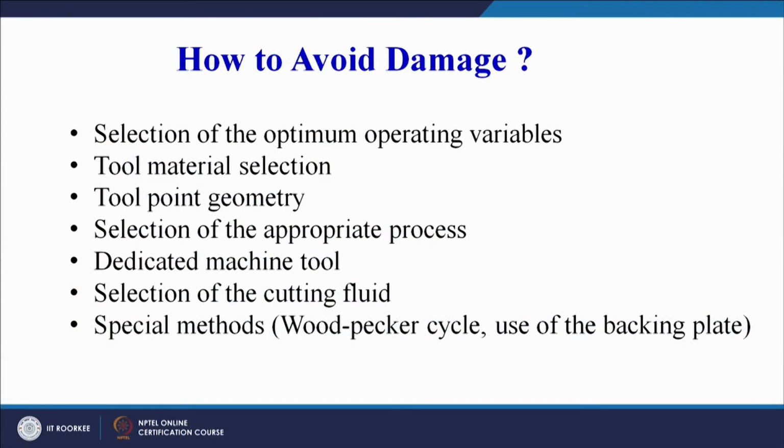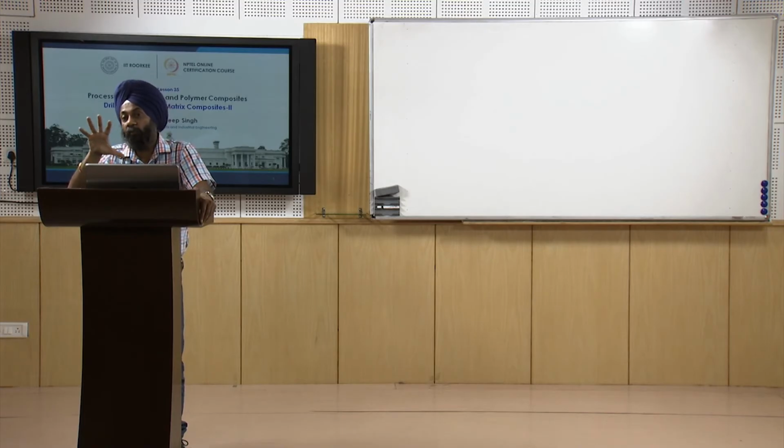Then there is another point, that is the dedicated machine tool. Dedicated machine tool means that the machine we use for making a hole must be dedicated to making holes in polymer matrix composites, because we require a very accurate and precise machine for making holes in composite materials. Here again I am emphasizing that it is not important that we use the same machine tool for making holes in metals as well as for composites.